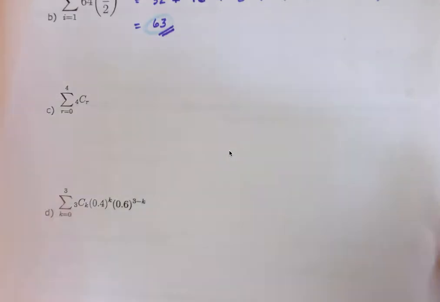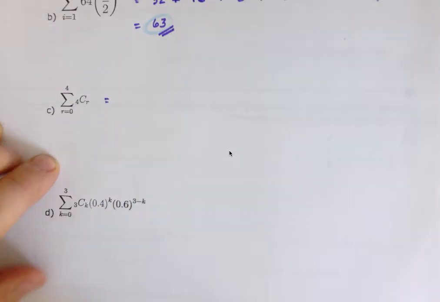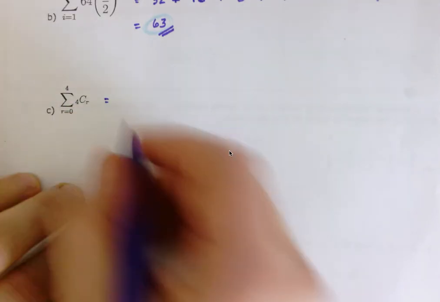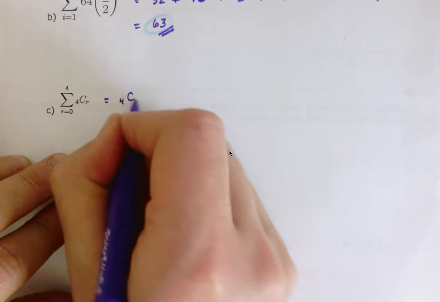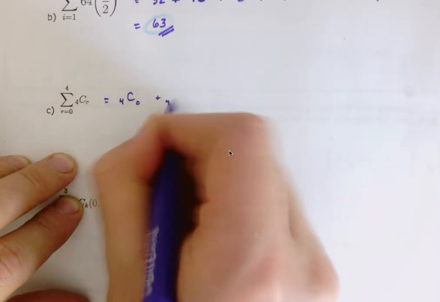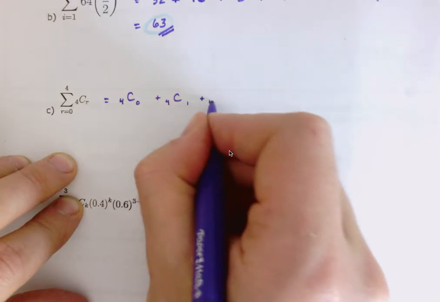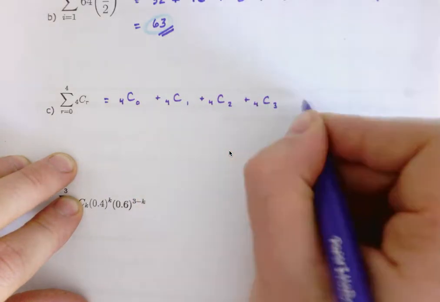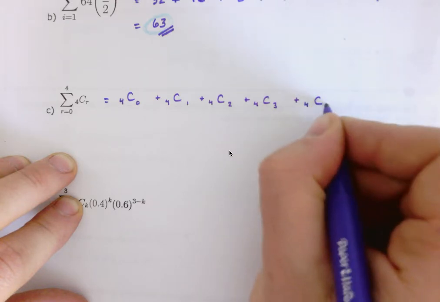Next one. All right, now we're going to relate this to some of the things that we've been doing during this unit. So we've got a combination. We're going to plug in 0 through 4. So we would get 4 choose 0, plus 4 choose 1, plus 4 choose 2, plus 4 choose 3, plus 4 choose 4.